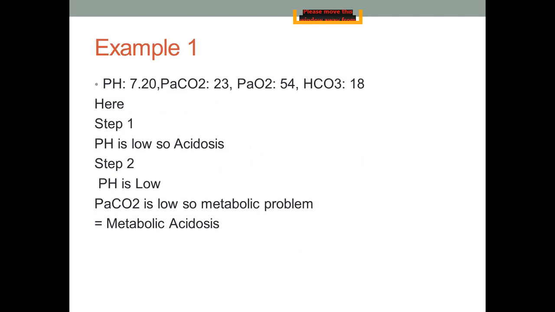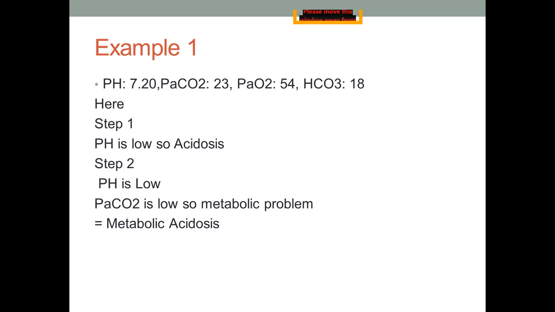So we will discuss an example, so you can understand these two steps. Here is the example of a patient. His pH is 7.20. Partial pressure of carbon dioxide is 23. Partial pressure of oxygen is 54. Bicarbonate is 18.